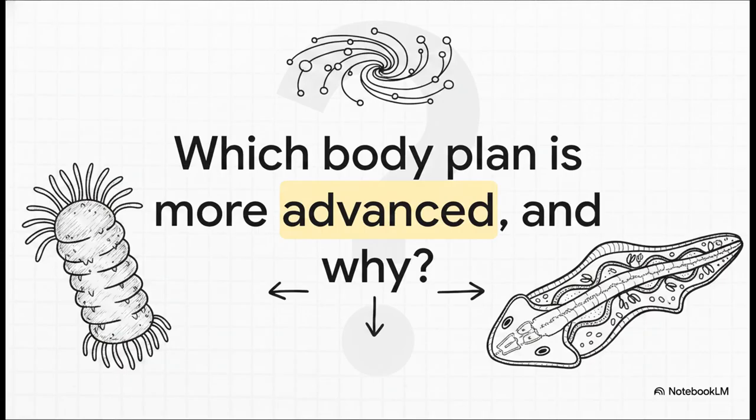I want to leave you with one final thought, a question to think about. Based on everything we've looked at, from the simple two-layered sea anemone to the planarian with its complex organ systems, which of these two organisms do you consider to be more advanced? And more importantly, why? There isn't just one correct answer, but thinking about it is what makes you a good zoologist.